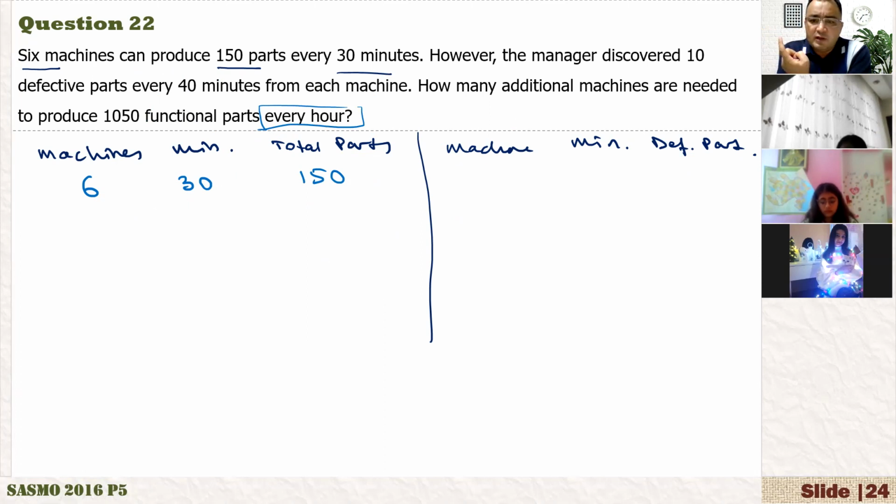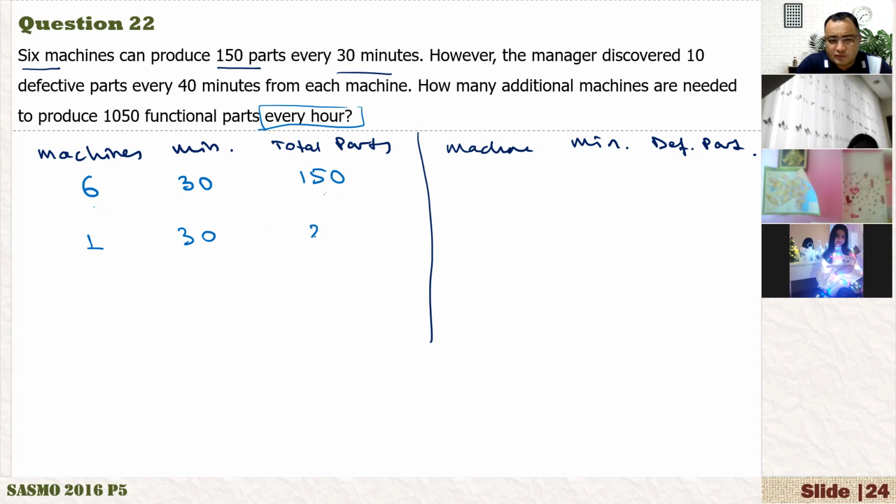In 1 hour, how many machines can produce how many functional parts? First, we have to find this. From here, we know that if we have more machines, we can produce more parts, right? That means they are directly proportional to each other. If I have only one machine in 30 minutes, how many total parts can they produce?